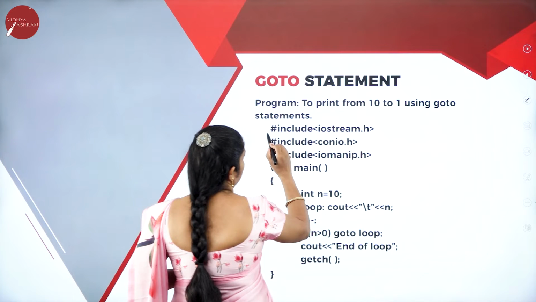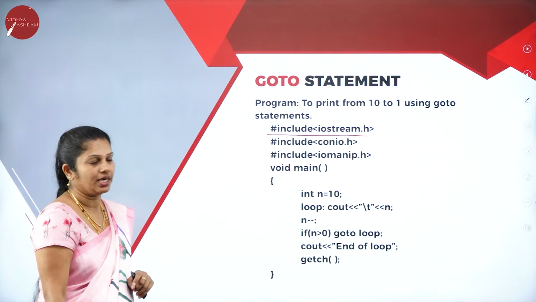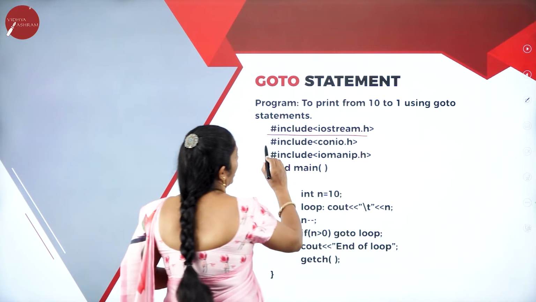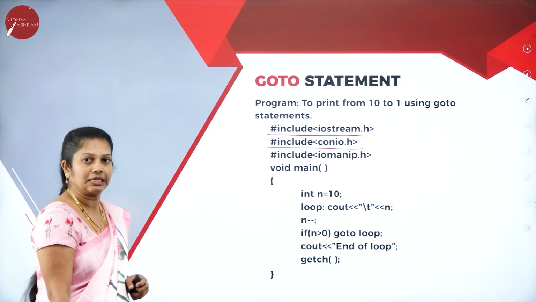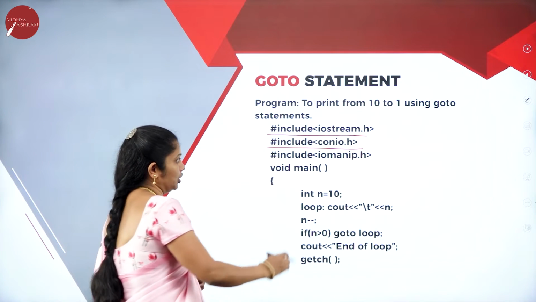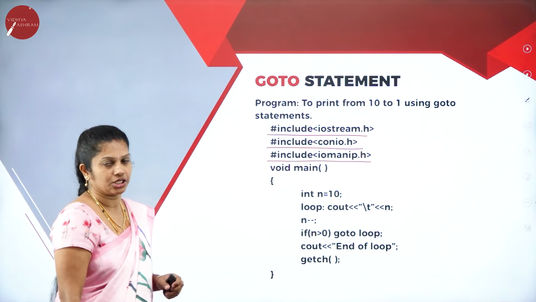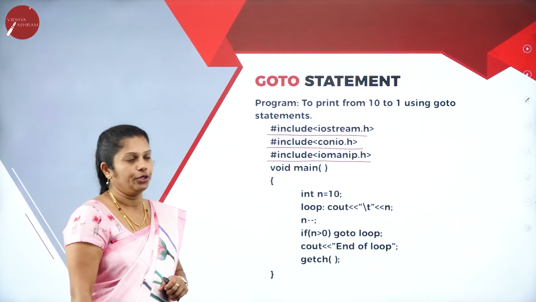First, as usual, we will start with the header files. #include <iostream.h> is the supporting header file for cin as well as cout. #include <conio.h> is a supporting header file for clrscr as well as getch functions. And the next one, #include <iomanip.h>. To manipulate the result, we need this iomanip.h.